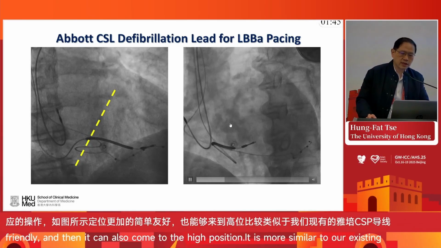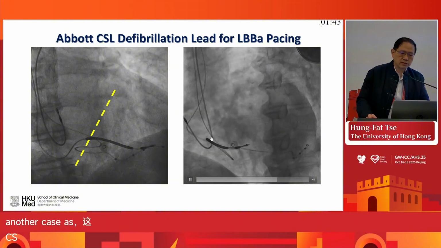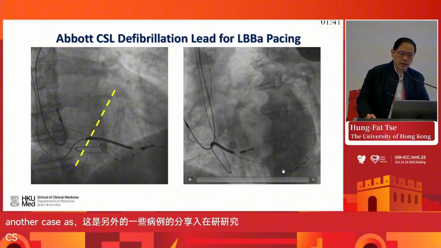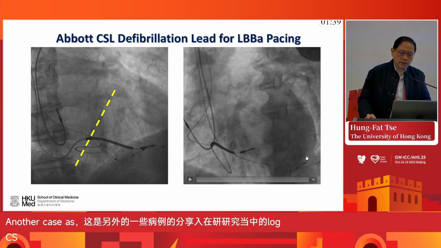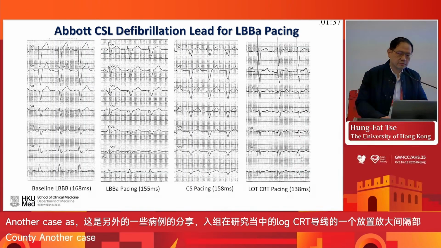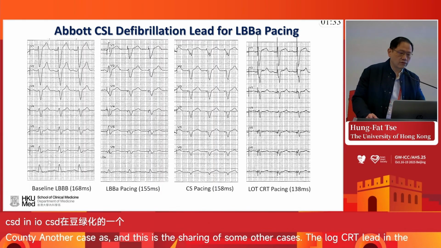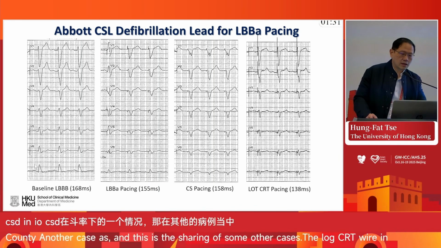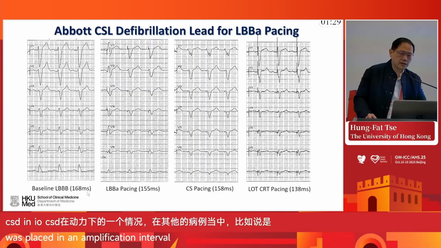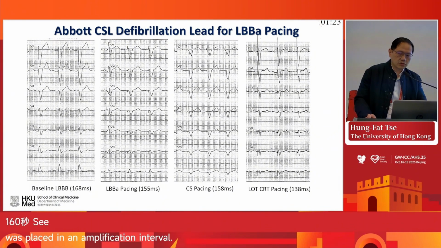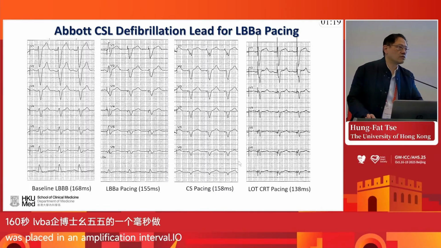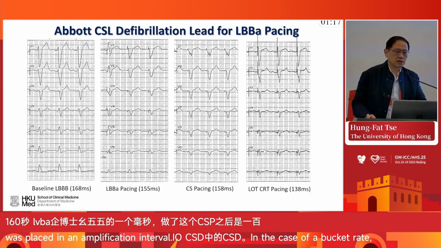Again, there are other cases we are including in the trial. So this is a LOT CRT. Again, you can put the lead into the septal area, and there's also a CS lead in the coronary sinus. And again, in another patient, you see this is a patient with conventional left bundle branch block, baseline 168 milliseconds, LBB pacing shortened to 155, CS pacing doesn't shorten much, but you can see with LOT CRT, we get the best result in terms of resynchronization in this particular case.